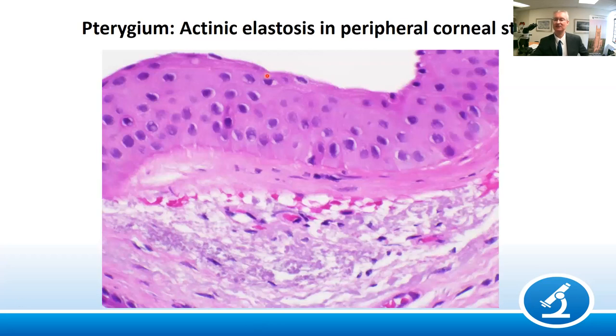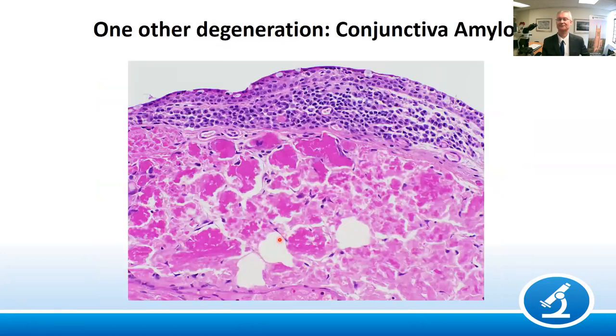The pterygium, as we mentioned, is defined when the elastosis infiltrates into the subepithelial stroma of the cornea. In contrast to the conjunctival epithelium, this just looks like corneal epithelium here with the basement membrane, maybe a little bit of Bowman's layer out here. And here's some actinic elastosis in the corneal stroma. One other degeneration that you might find in the conjunctiva, I've seen a few cases over the years: never count out amyloidosis.